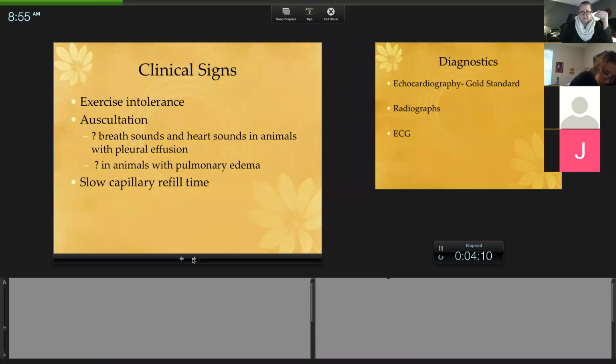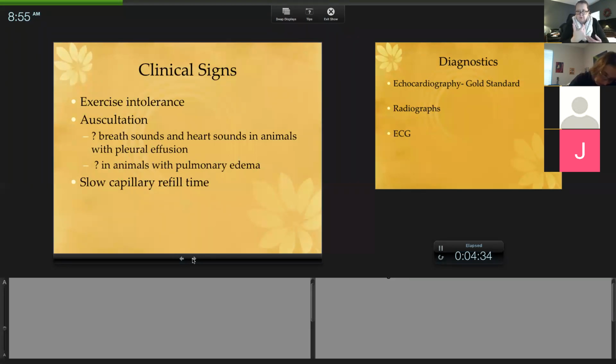And when you're listening to these dogs, and hopefully you can get a good sound, like they're not being a spaz, is the breath sounds and heart sounds with pleural effusion versus pulmonary edema. So one of the questions I ask on the homework, I'm very into, what is the difference between pleural effusion and pulmonary edema?